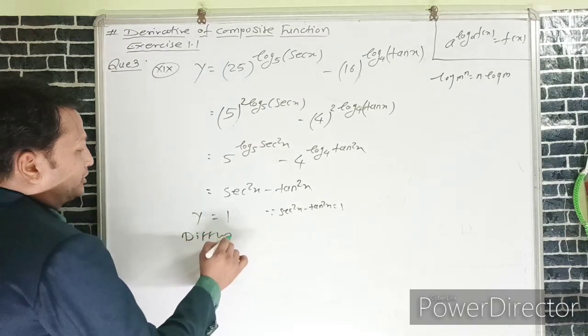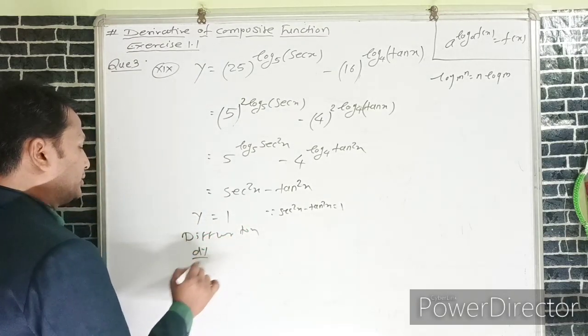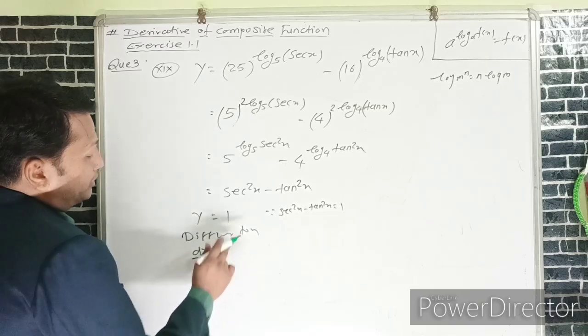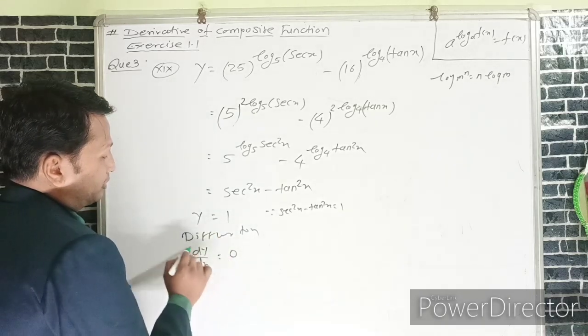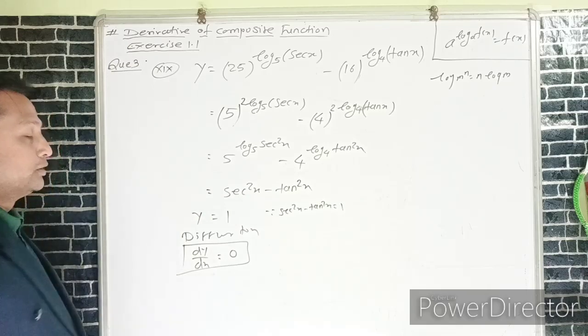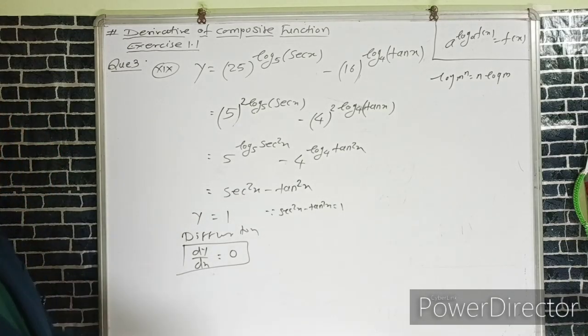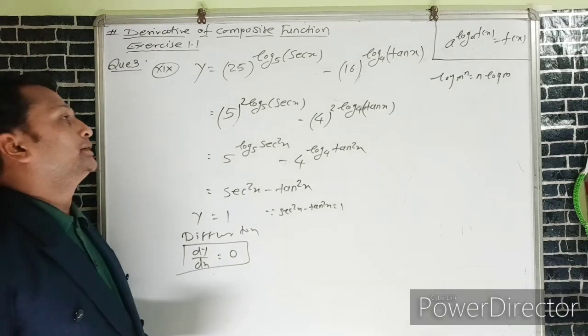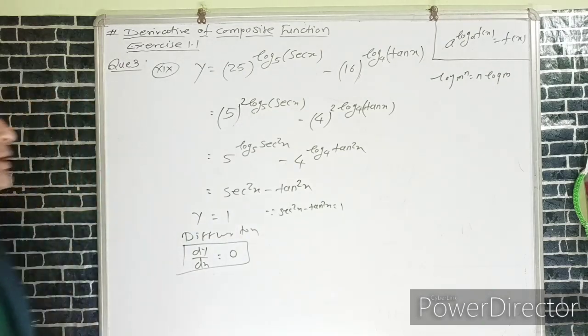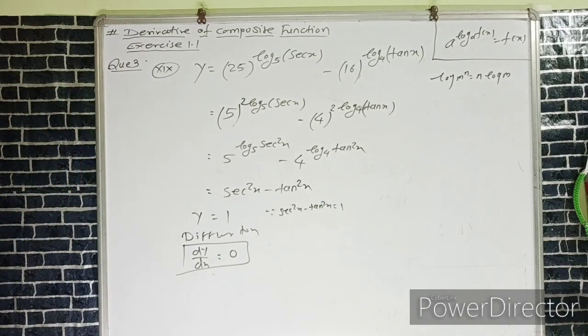After differentiating this function with respect to x, we get the derivative of y, which is dy by dx, and the 1 is a constant function. We can write the derivative of 1 is 0. Hence, the derivative of 25 raised to the power log base 5 sec x minus 16 log base 4 tan x, which is dy by dx, is equal to 0.